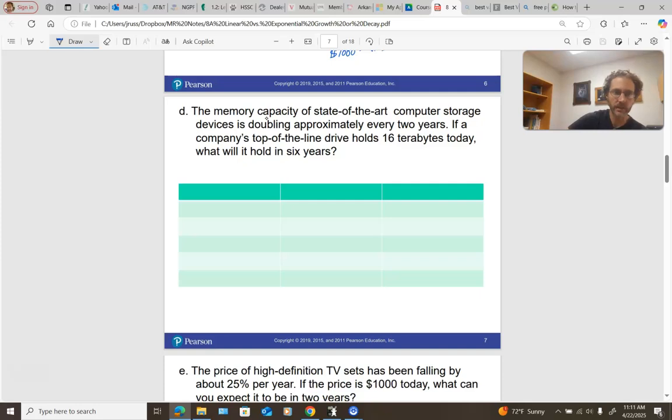So let me put this in the notes here. Okay, so we're going to go with exponential. All right, and we'll work this out the same way. So we'll do time here. This will be for our calculations. And then over here, this will be the storage capacity at the end of each of these 2-year periods. Okay. So we'll start at time 0. So the storage capacity is just going to be 16 terabytes. I think it's abbreviated like that.